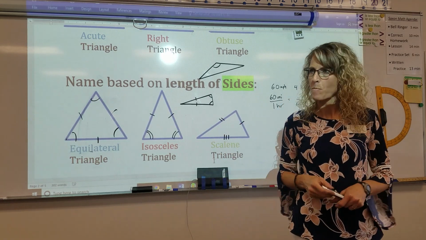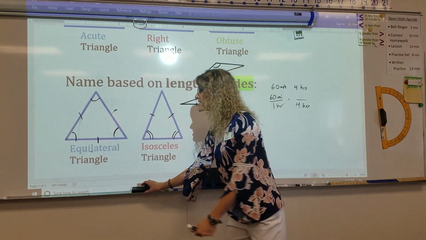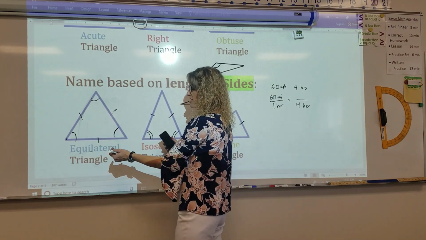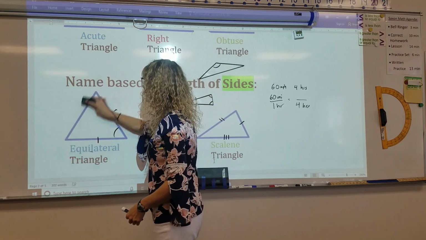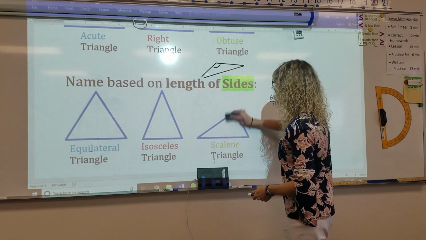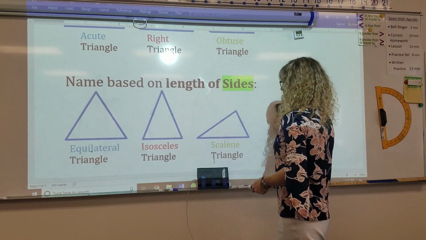Spencer? Will the equilateral triangles also be acute? Yes, very good. So there's two names for this. Based on angle, it's acute. Based on side length, it's equilateral. Okay, great observations. You're going to have a practice set question like that.